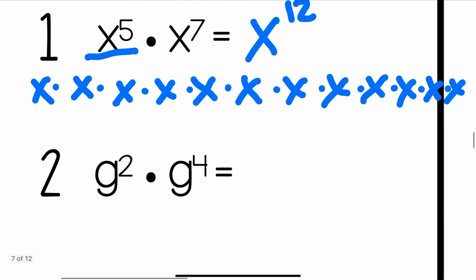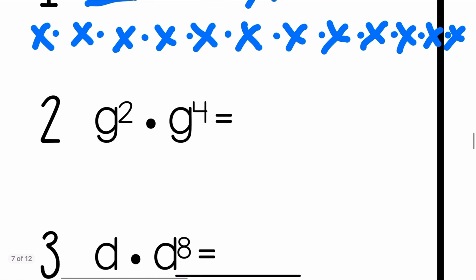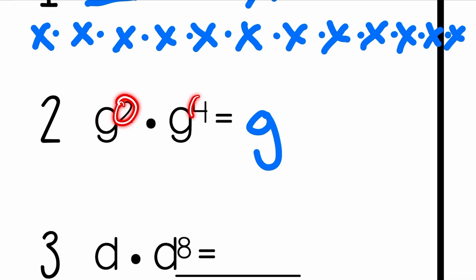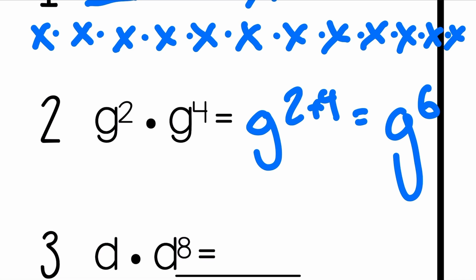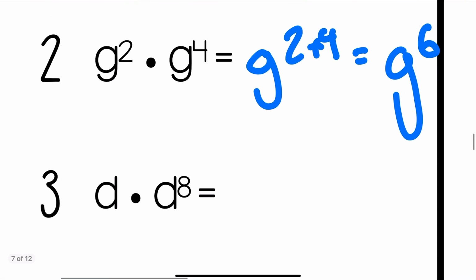So let's do that again for the second example. We got g to the second times g to the fourth power. Okay, well, using what we just did, we could just take our base, g, and then have our exponents added together. So we got 2 plus 4. Well, that's the same thing as g to the sixth power, because all we had to do was add together our exponents. All right, let's try the next one.